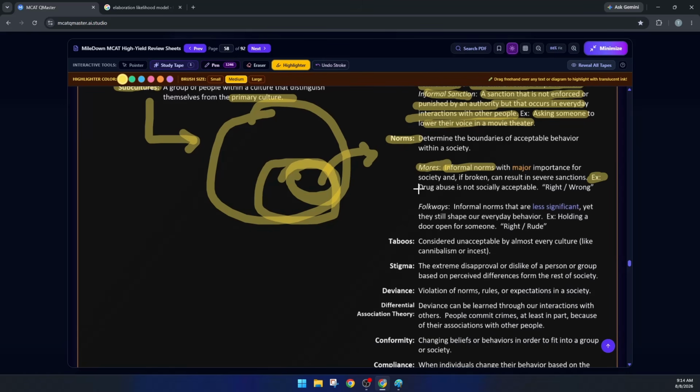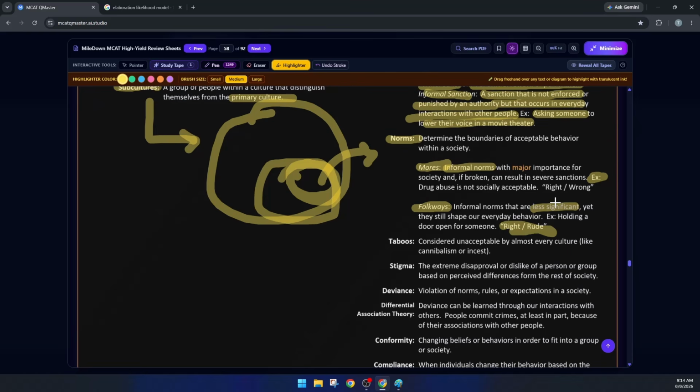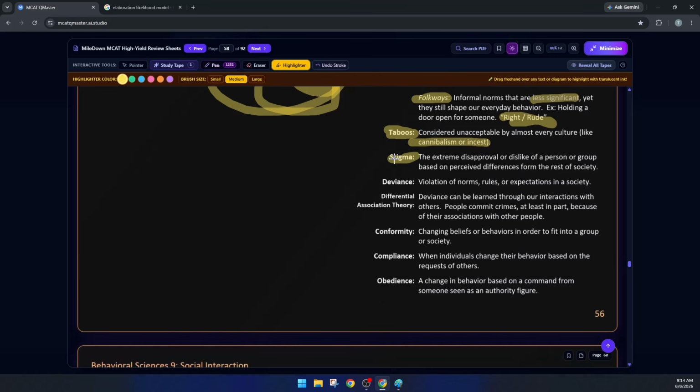And then you want to go through examples yourself to make sure you understand. Folkways are informal norms that are less significant, but they still do shape our daily lives. So there's right and rude, and there's right and wrong. So right and wrong is your mores, and the right and rude is your folkways. Taboos. Taboos are considered unacceptable by almost every culture. Examples are given here.